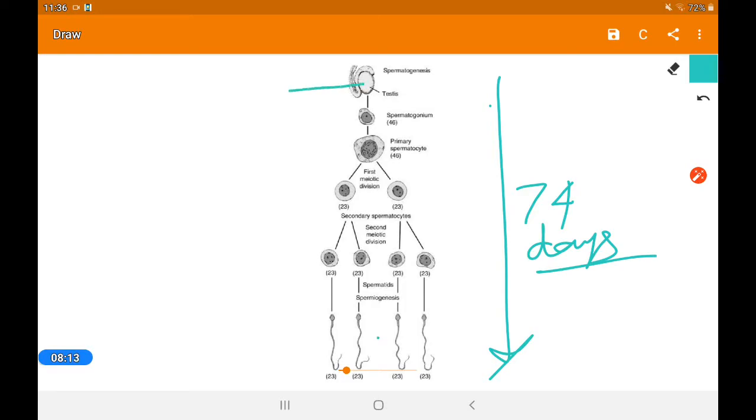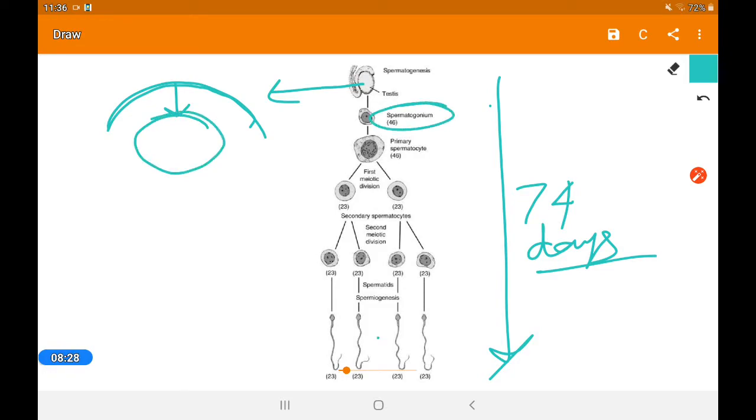At first, from the testes, the seminiferous tubules are there. In the wall of the seminiferous tubules, we first get the spermatogonium. You can see that spermatogonium is 2n, meaning it contains 46 chromosomes. From that, by mitotic cell division, the primary spermatocyte will form. That is also 2n, here you can see 46.